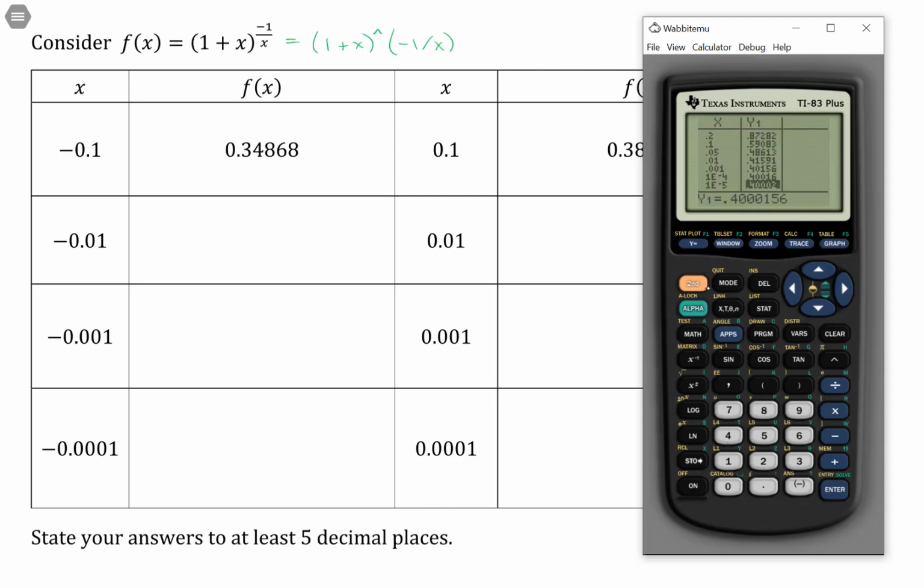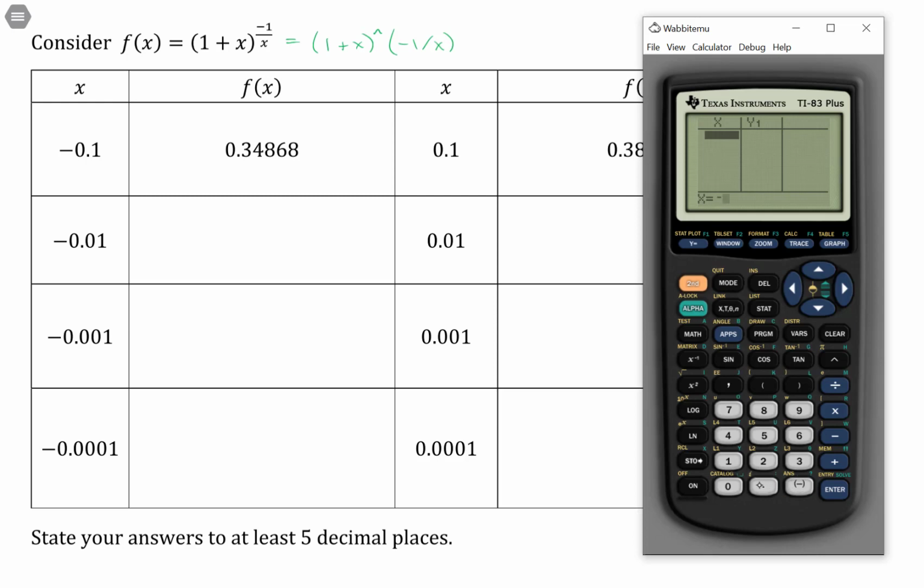So we're going into the calculator here under y equals. Just clear out any functions that you may already have and put in 1 plus x in parentheses, then your exponent, and then in parentheses again, negative 1 over x. And when you press second table set, just to make sure the settings are correct there, independent to ask, dependent to auto, then go over into table.